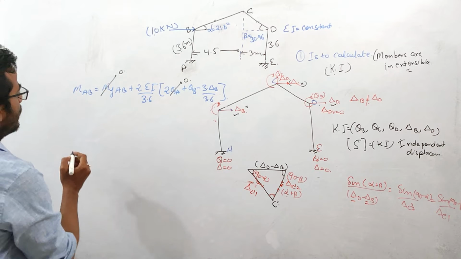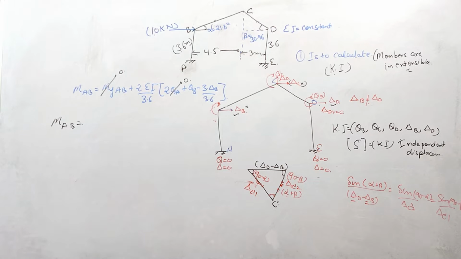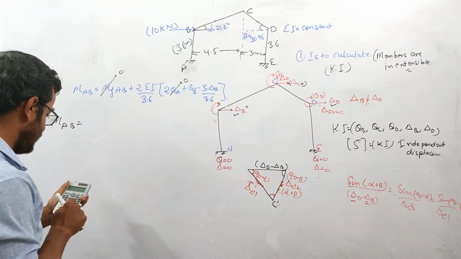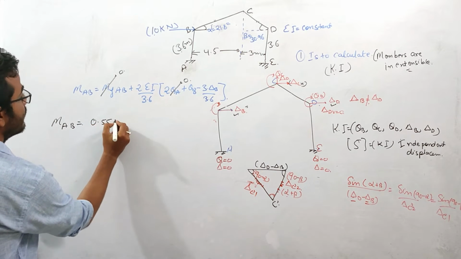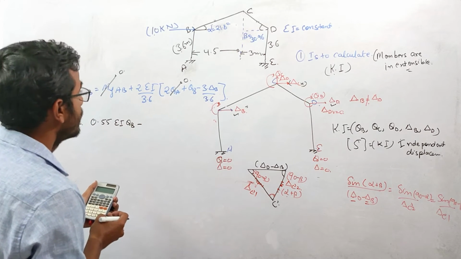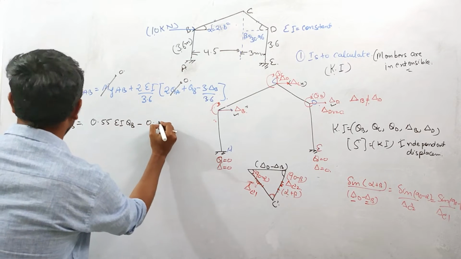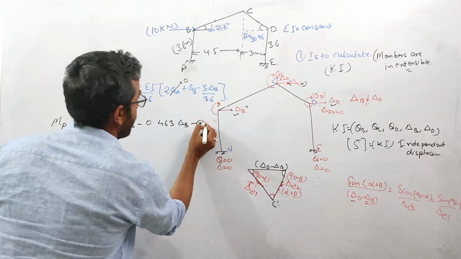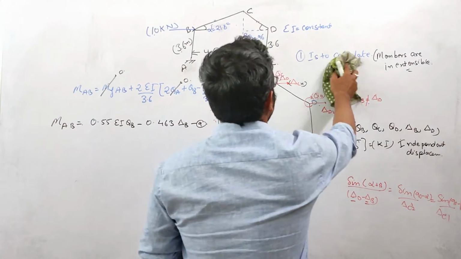So now MAB will be equal to 2 divided by 3.6, which is 0.55 EI theta B, minus 2 into 3 divided by 3.6 divided by 3.6, so this is 0.463 delta B. Let us term this as equation A. So I am writing this thing over here.